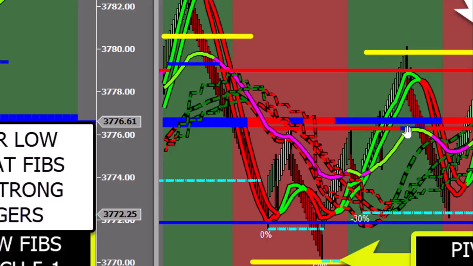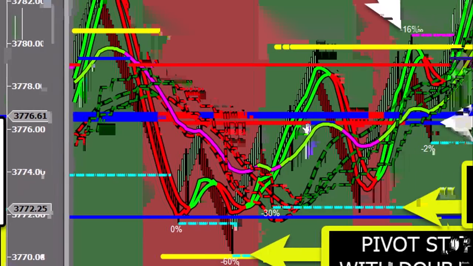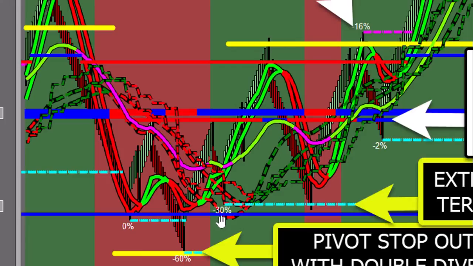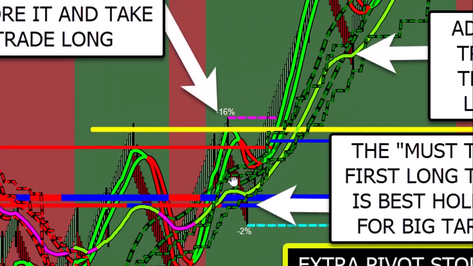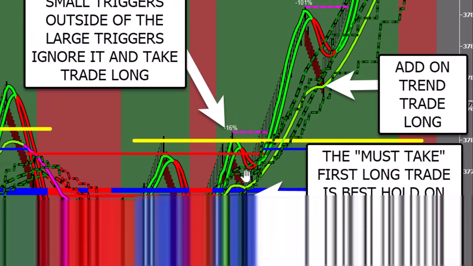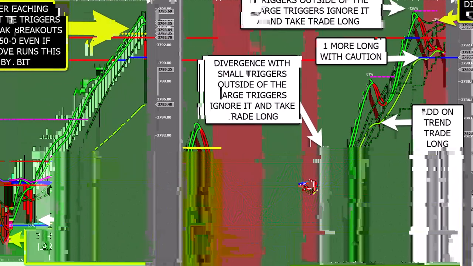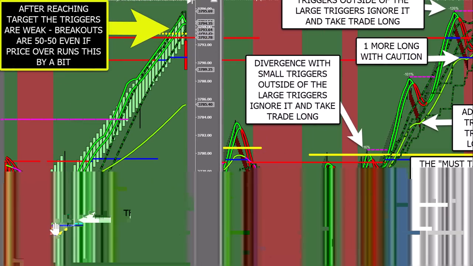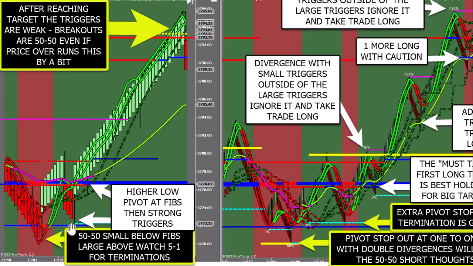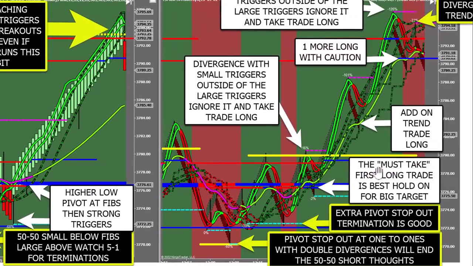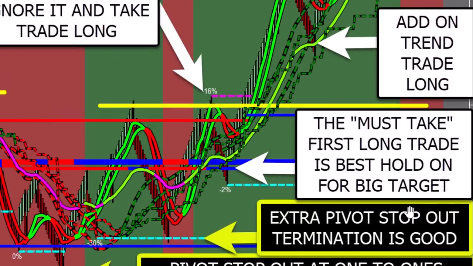this fib's going to break. So when we take that information back to our smaller chart, you'll see the smaller chart always warns you before that a bottom is in. Multiple divergences, they're higher from the low, pivot stop out. Now we're taking trend trades. Again, I want to back this out a little bit so I don't confuse anybody. We had a bottom, we had a higher low pivot, we have strong triggers. We're going to take a trend trade. The first must-take trend trade.